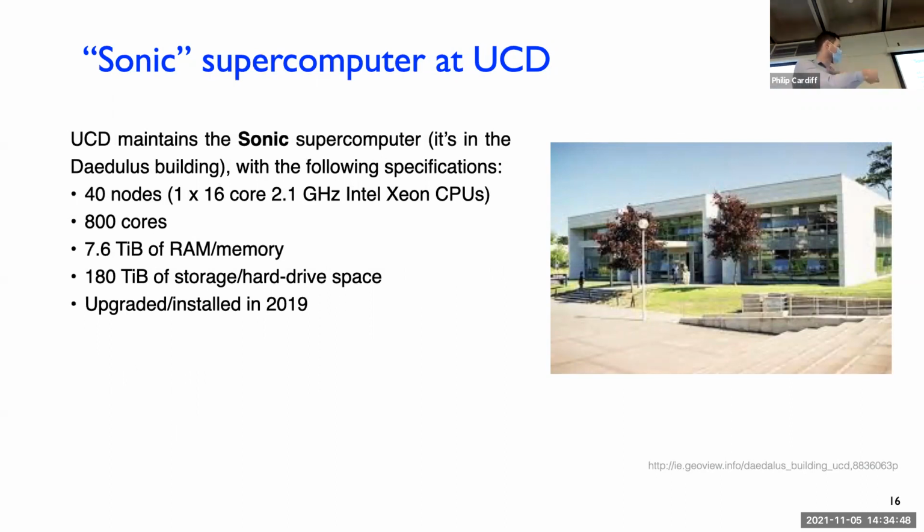UCD also has one that's just in UCD. All of us can use K, but there's one just in UCD, which is called Sonic. I don't know if this is fully up to date, but it has about 800 cores as of now, so it's just a smaller version. I think they upgraded it last year as well, so it probably has more than that now. They all have similar types of cores. Typically they're all Intel cores, but more recently ARM makes CPUs as well, so there are ARM-based supercomputers.